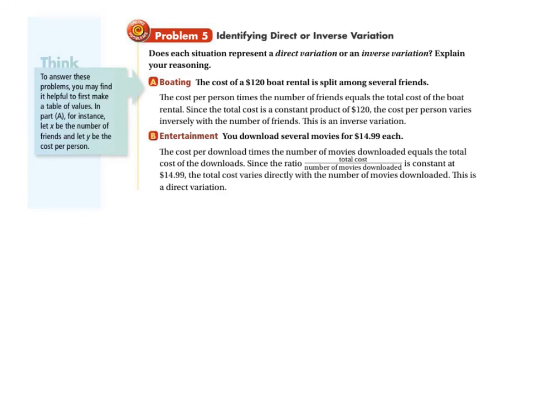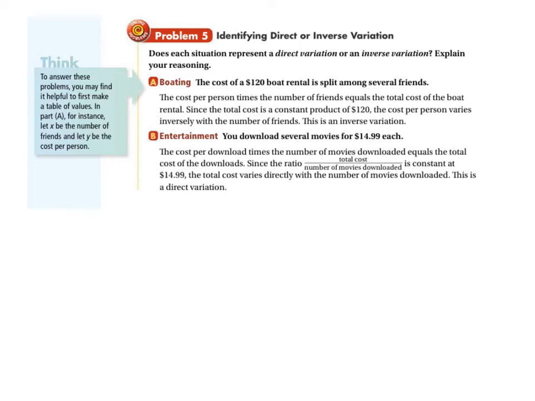How about just a situation? Okay, let's look at each of these. Does it represent a direct variation or an inverse variation? Explain your reasoning. The cost of a $120 boat rental is split among several friends. All right, so to answer these, you're going to find it helpful sometimes to make a table of values, and sometimes you're just going to be able to puzzle it out.